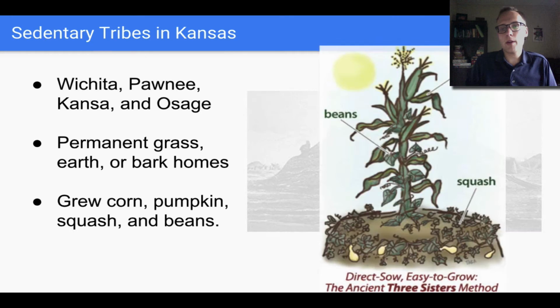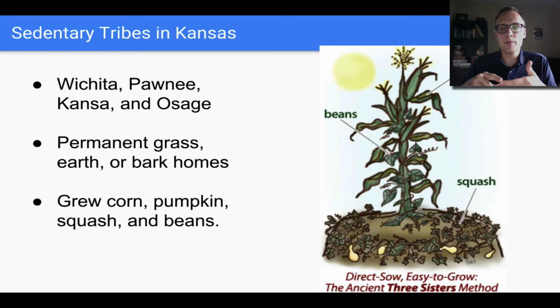These Native Americans typically grew the same things: corn, pumpkin, squash, and beans. Specifically, the three here that I have in this picture, which they called the Three Sisters. They grew these three things because they grew well together and helped each other grow, and kept the ground nourished. So they lived off of that land. They also hunted buffalo, but they did have permanent villages.